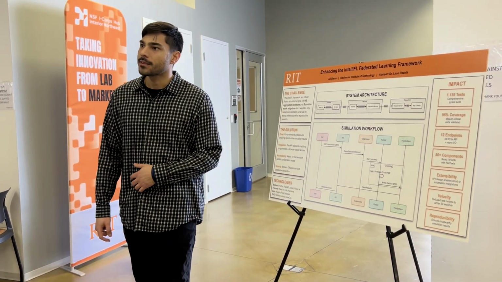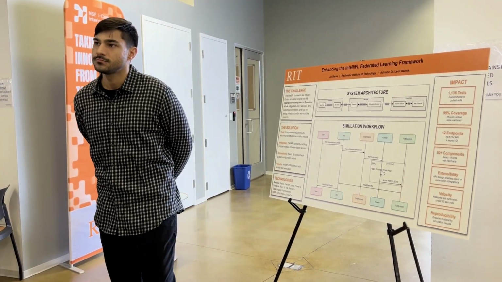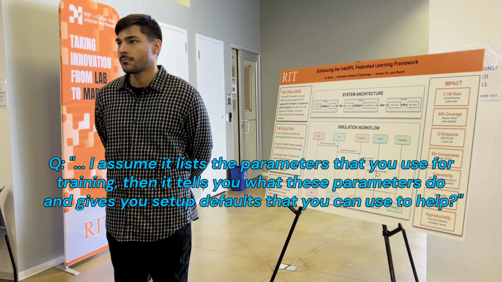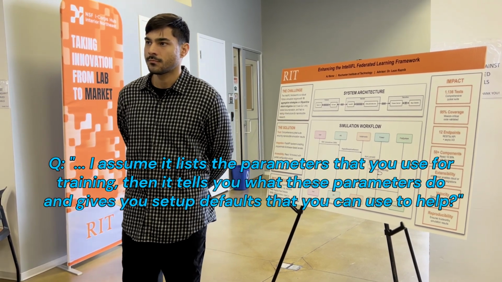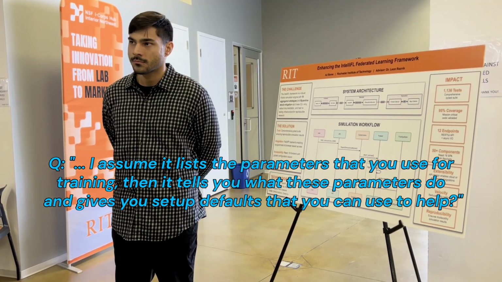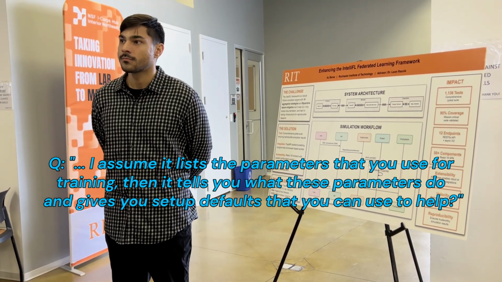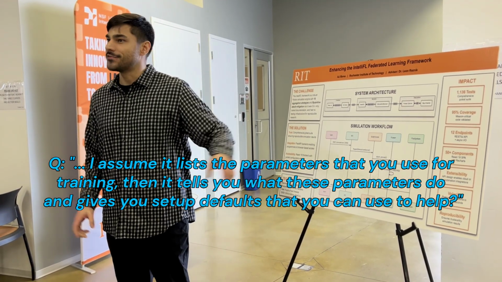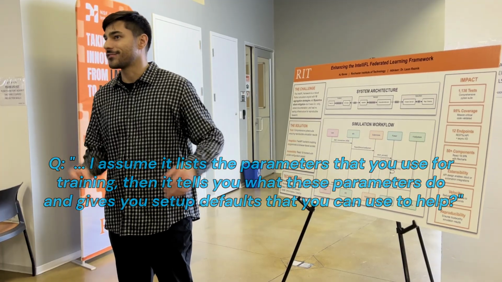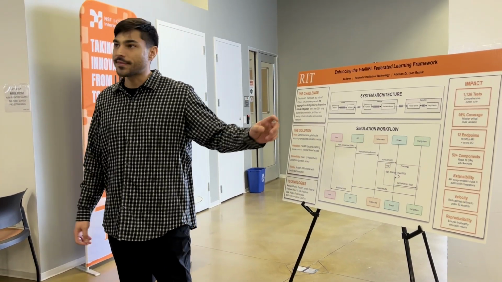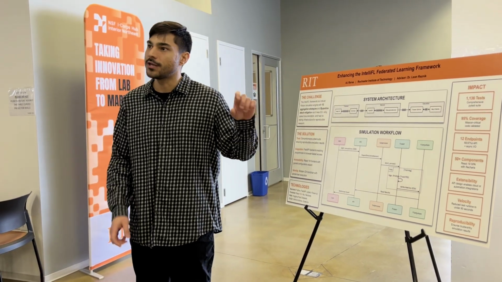So when you wrote the front end, you wanted it to be able to tell you what different parameters would do, I assume. When you look at it, it lists the parameters you use for training, then it tells you what these parameters do. Exactly. It gives you a set of defaults that you can use to help. I actually have 7 different presets that I set up here because they're fast experiments, so they won't have the convergence you would expect from the 15-hour ones. Okay. But they run really fast through the framework.